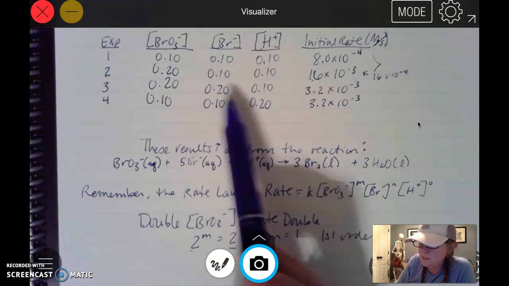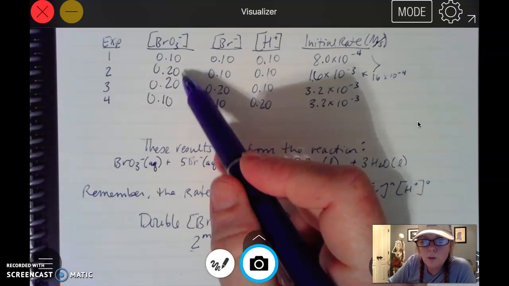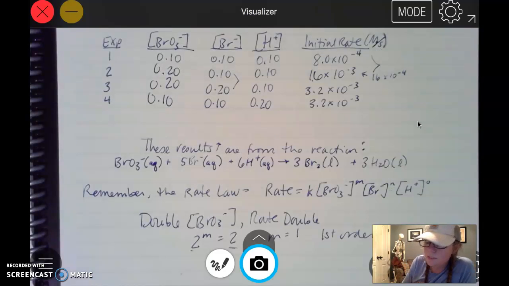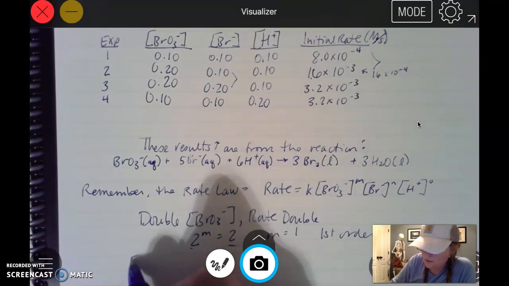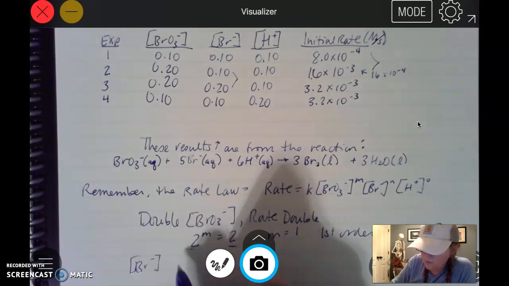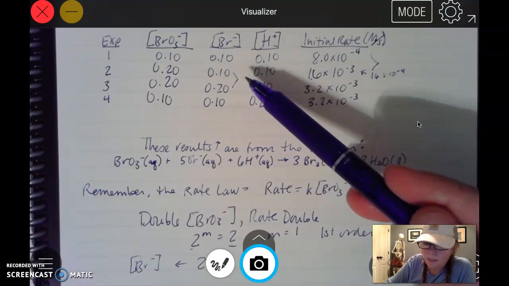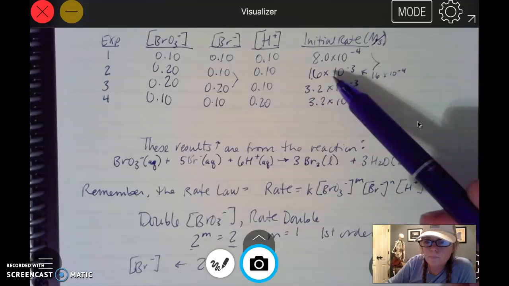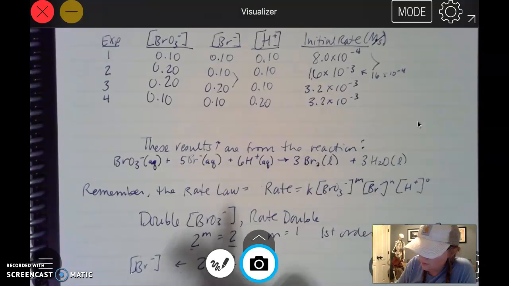So I need to pick the other experiment. It needs to be one where bromate and acid are held constant. So that would be these two experiments, experiments 2 and 3. Okay, so what does happen when I go from point 1 to point 2, and what's the effect of my bromide? When I go from point 1 to point 2, I've doubled my bromide and held that constant. My rate goes from 1.6 to 3.2, so my rate doubles as well.